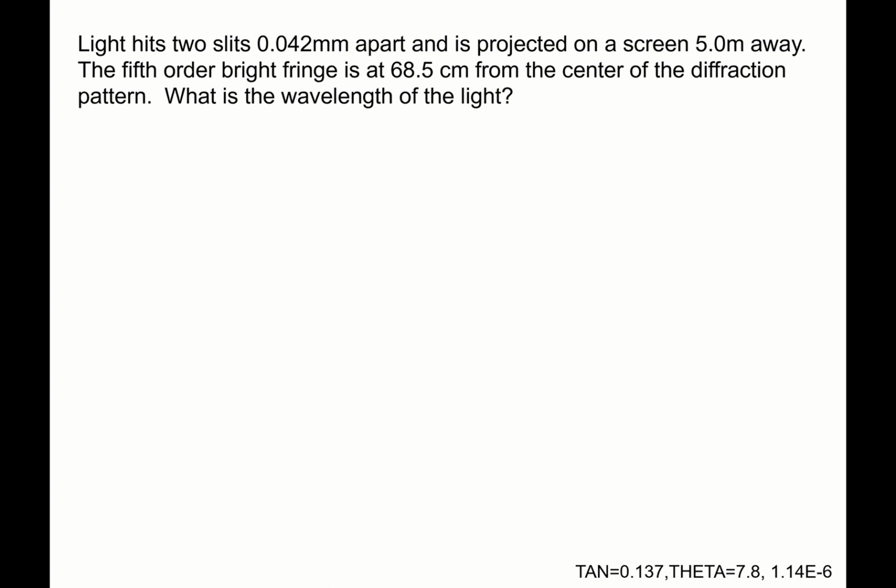Okay, so let's quickly do a question. A typical question tells you the slit separation. Light hits two slits that are 0.042 millimeters apart. So that's our slit separation, 0.042 millimeters. We need to divide that by 1,000 to convert it into meters, so that is 4.2 times 10 to the minus 5 meters. It's projected onto a screen 5 meters away. So that's the distance to the screen, that's what we're calling L.